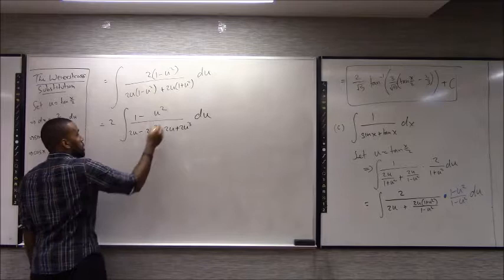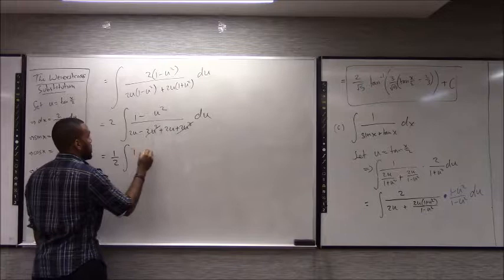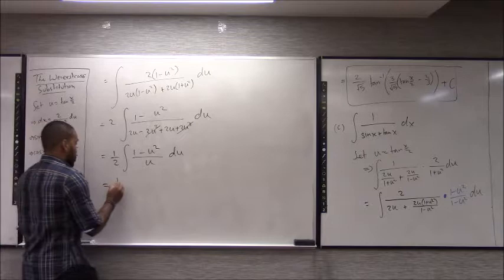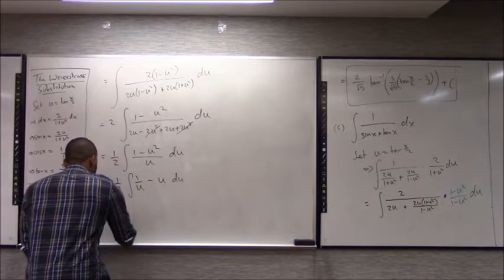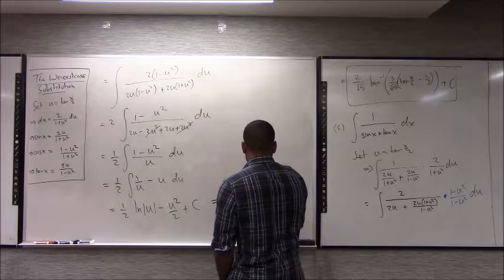These guys are going to die, and I would end up having 4u under here, but that can come out and become a half. So it's 1 minus u squared over u. Any arithmetic errors here? And so that's 1 half times, of course, 1 over u minus u du. You can just do a direct back substitution. So our u is tangent of x over 2.